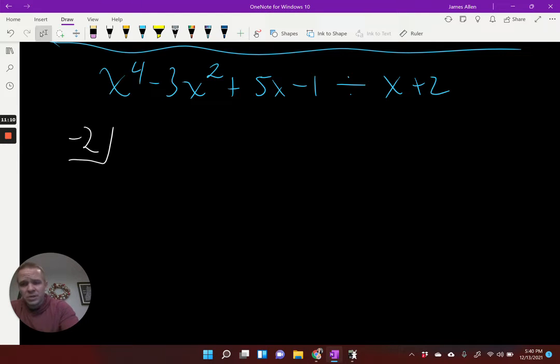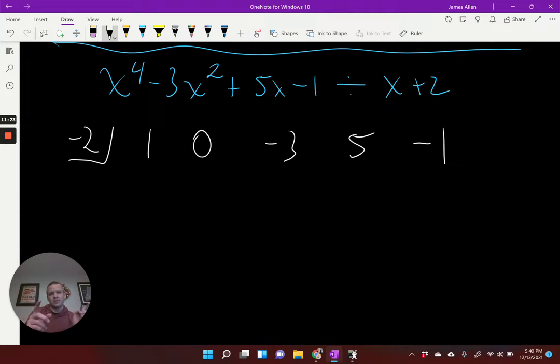All right. So x to the fourth, that's a coefficient of 1. There's no x cubed, so we pop a 0 here. And then we got negative 3 and 5 and negative 1. All right. I think we got everything there. Everything looks good. Cool.